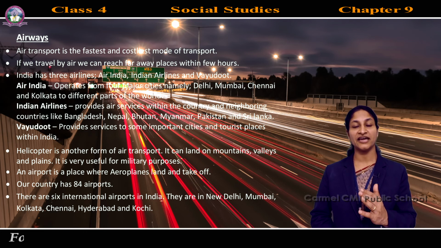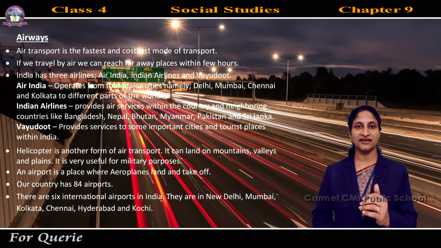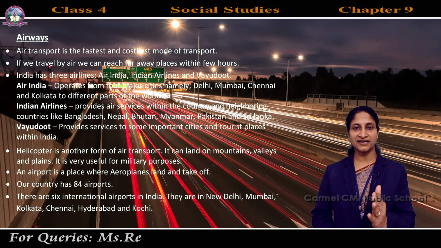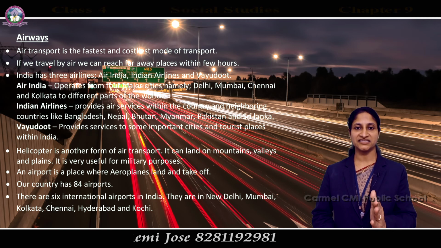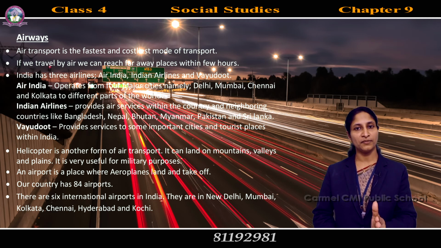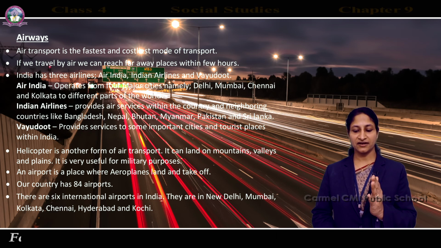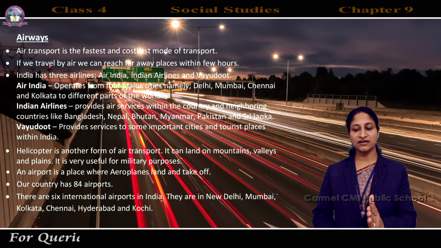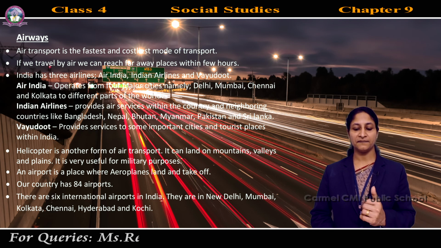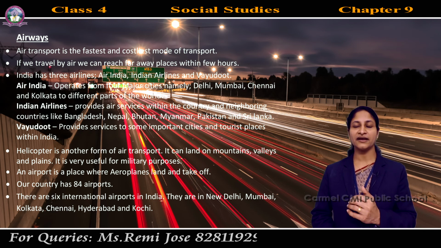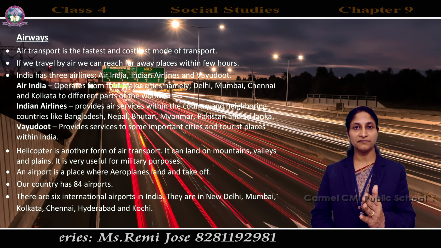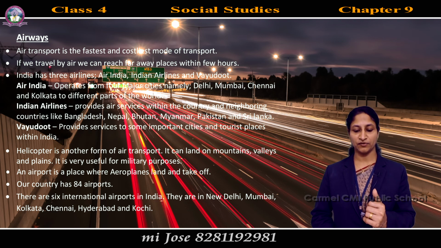How many international airports in India? 6 international airports. They are situated at Delhi, Mumbai, Kolkata, Chennai, Kochi and Hyderabad. Bangalore and Thiruvananthapuram are being upgraded as international airports.